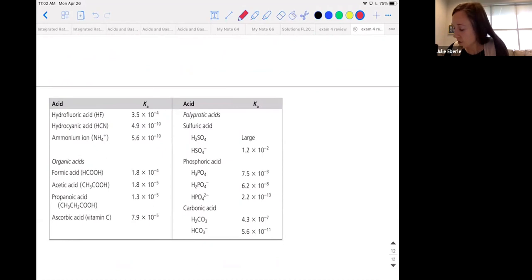So here were your components, H2PO4 minus and HPO4 2 minus. Which one's the weak acid? Which one's the conjugate base? Answer only my first question. Which one's the weak acid?